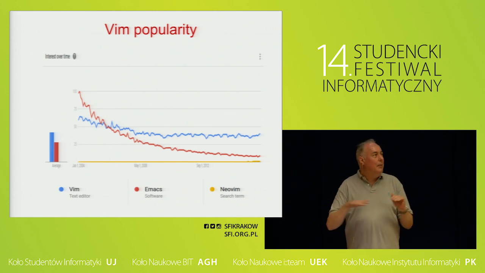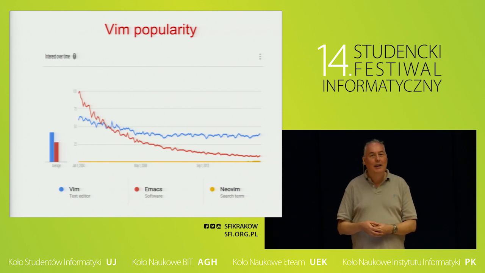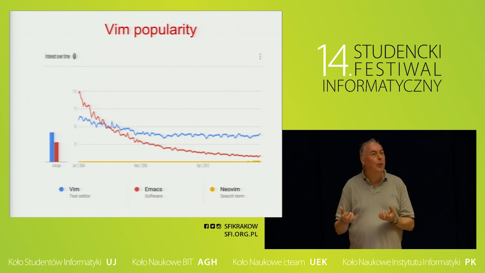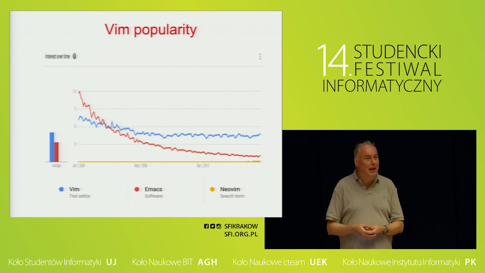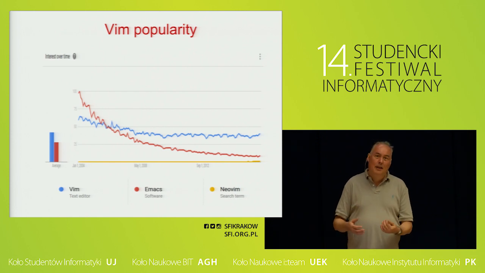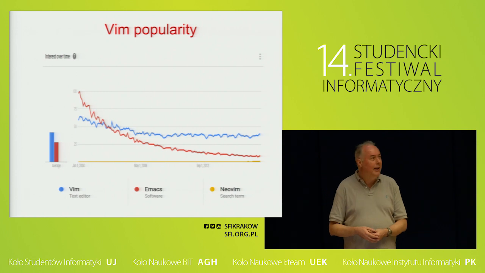You can see that Vim is basically stable. People just use it. And this is actually not the number of users. This is more like people asking questions, people that search for information. And the yellow line is NeoVim. That's a fork of Vim. Started not so long ago and didn't really catch on yet.